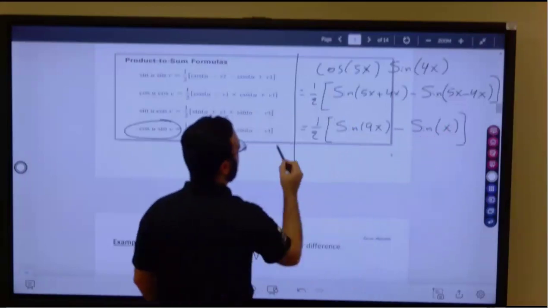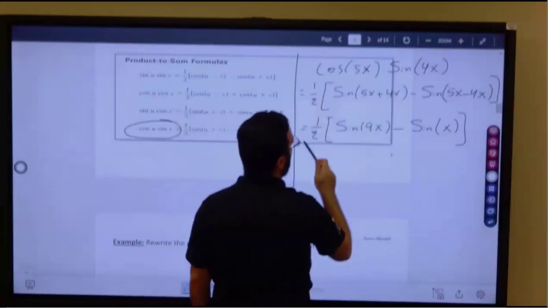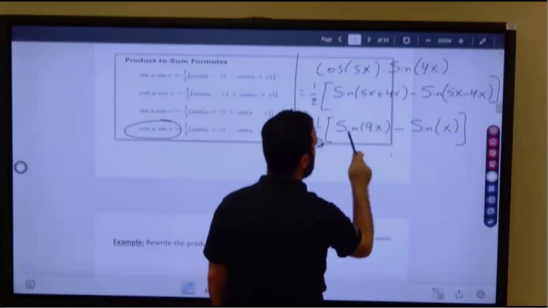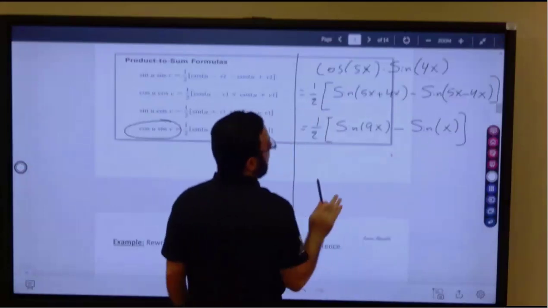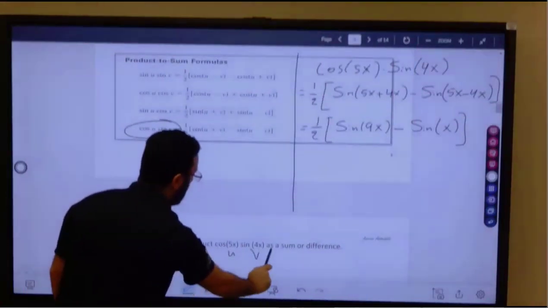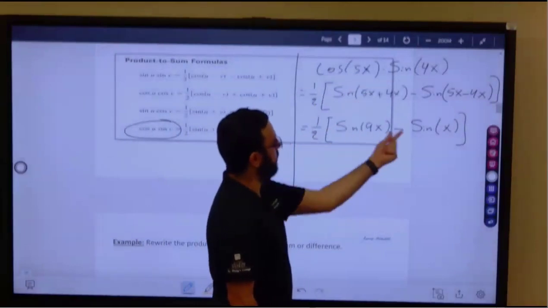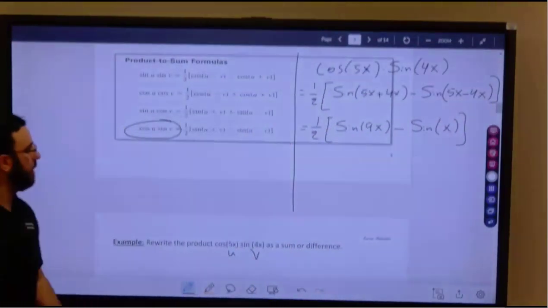That's it. You convert the product, which is between cosine and sine, to a difference between sine and sine. That's the only thing we want to do, because they tell you to rewrite the product as a sum or difference. We rewrite the product as a difference between two angles. That's it for this one.